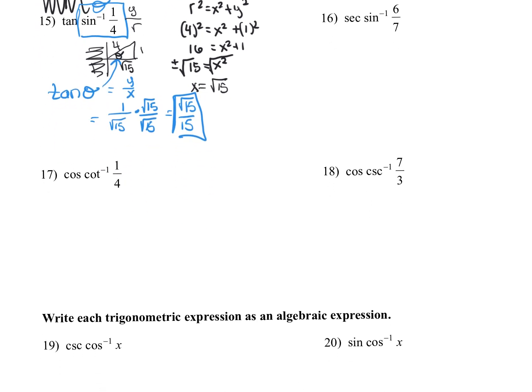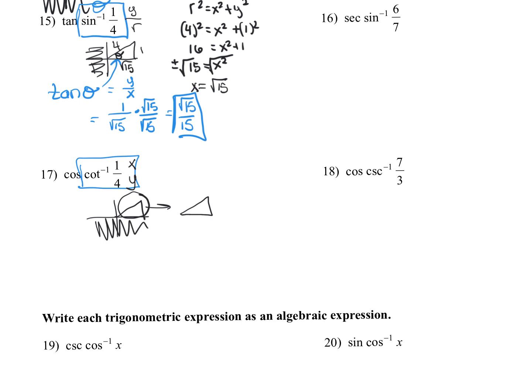Okay, so we're going to use the same idea, and we're going to do the next one, number 17. We're going to start on the inside. It says arc cotangent, so cotangent's hot lava is on the bottom. The 1/4 is positive, so we're going to go in the first quadrant. These are the same numbers we had before, but they're a little bit different place. If you remember, cotangent is the x over the y. So I'm going to draw my triangle in the first quadrant.